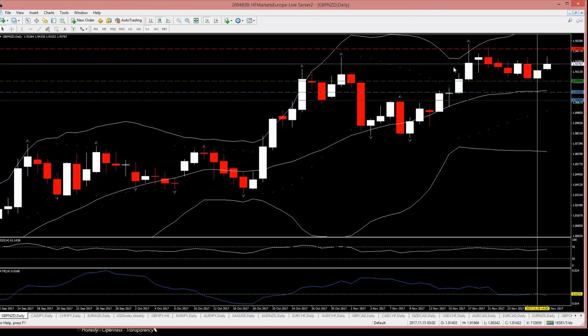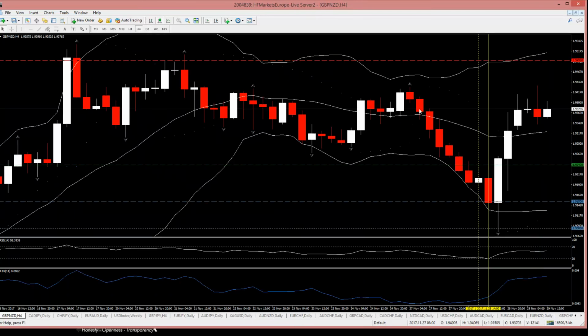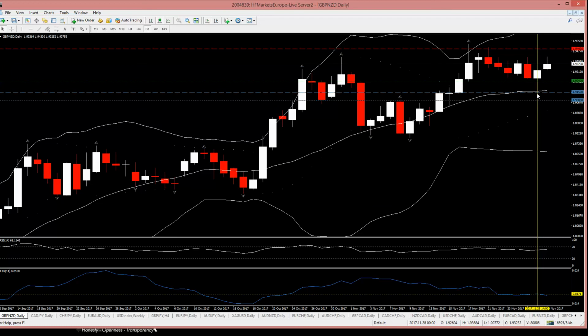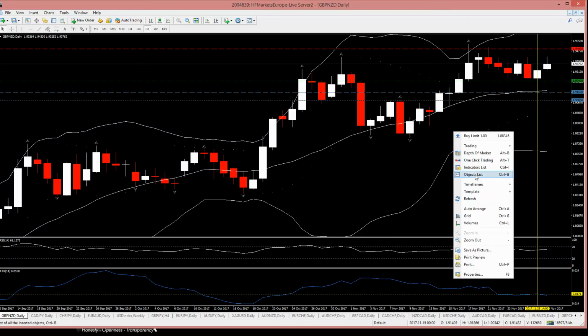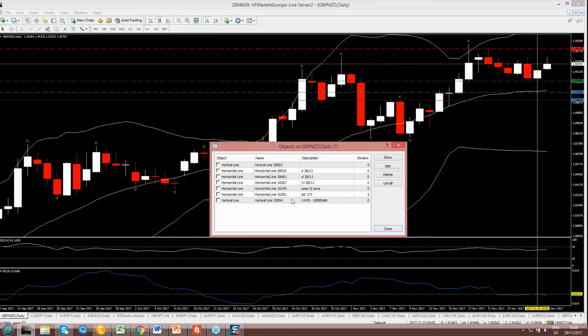This is the pound New Zealand dollar, and why does that look like that? That's right, that's in the 4-hour. There you go. Daily looks a bit odd. It's because of that yellow line. This wick went all the way down to... Let me just take that yellow line off. Sorry, you can't see that very well.